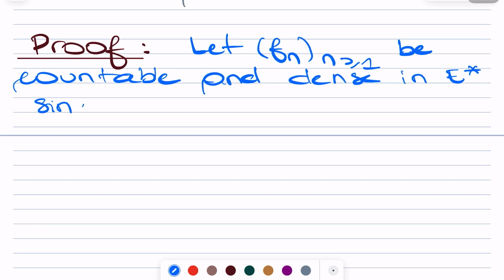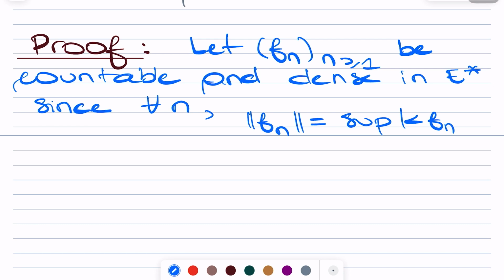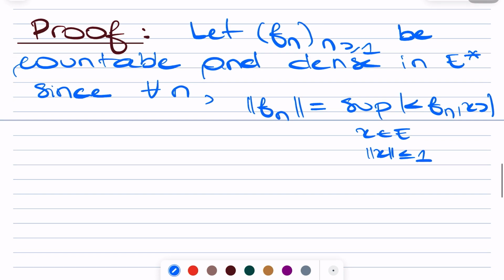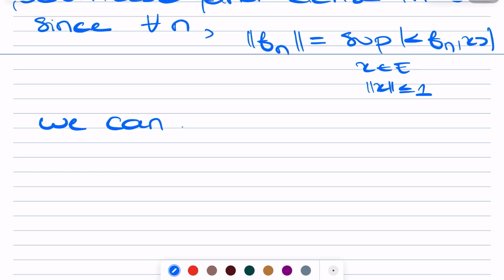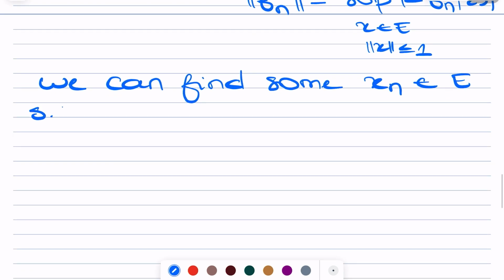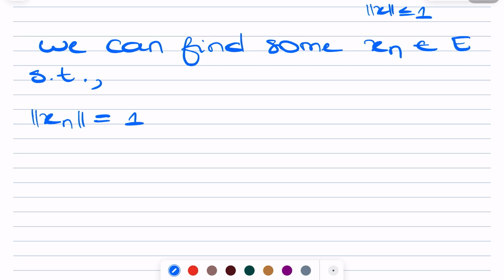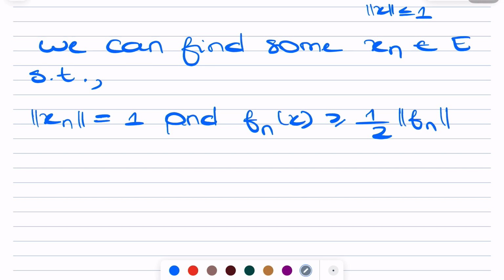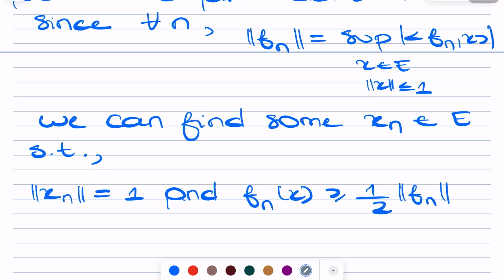Since for every n, by definition of the operator norm, the norm of F_n is the supremum of the absolute value of F_n of x, for x in E such that the norm of x is less or equal than 1, we can find some x_n in E such that the norm of x_n equals 1 and F_n of x_n is greater or equal than 1 over 2 the norm of F_n. This comes from the characterization of the supremum.